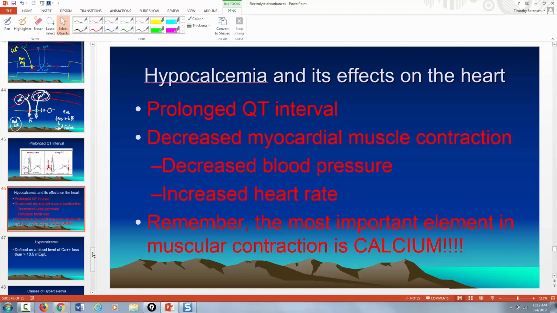And again, if you understand that low levels of calcium make nerves more leaky to sodium, and sodium's got to leak in for that nerve to fire, then you understand its effects on the nervous system, and you should also understand its effects on the heart.